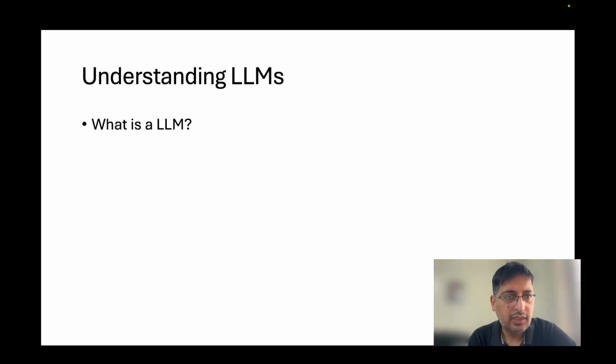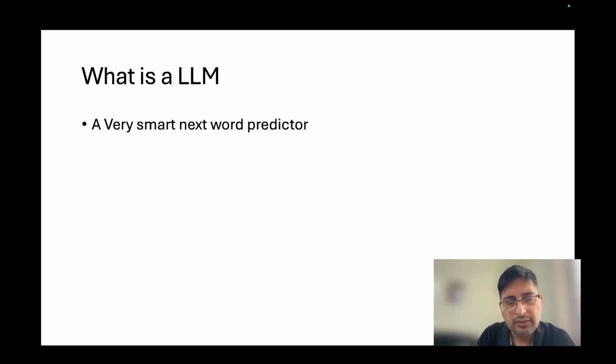So in this video, we will learn about what an LLM is, how LLMs work, and different use cases of LLMs. So what is an LLM? In simple words, an LLM is a very smart next word predictor. Now you will ask me that there are already autocompletes and next word predictors existing. Why is an LLM special? An LLM is special because of two things.